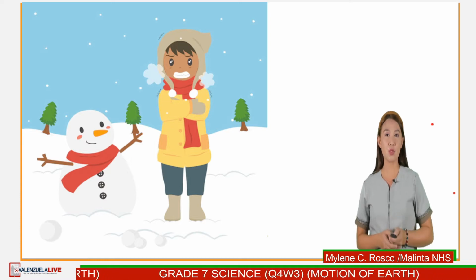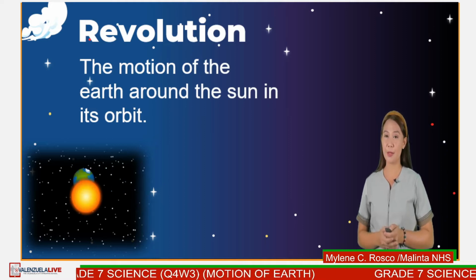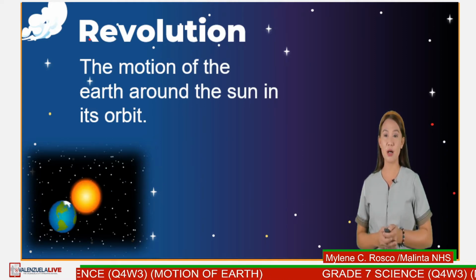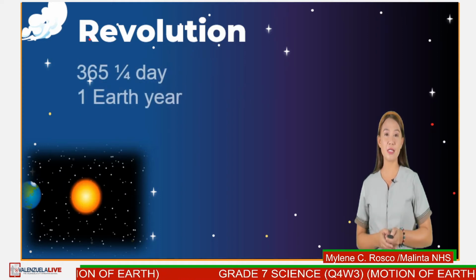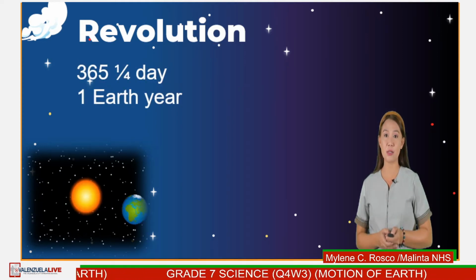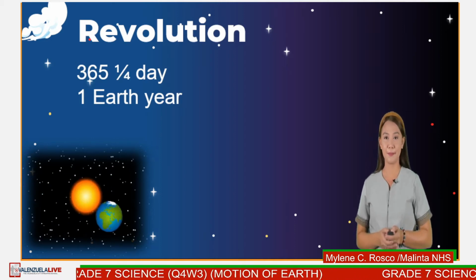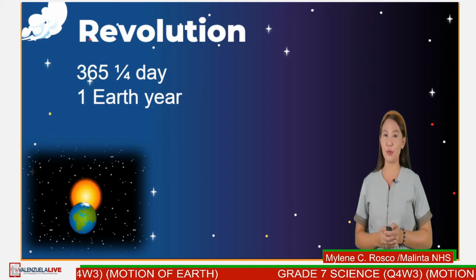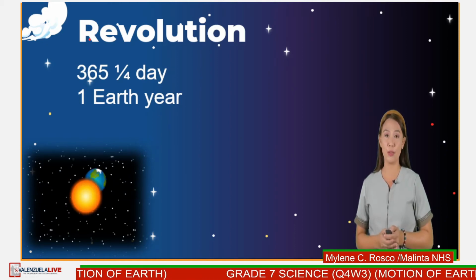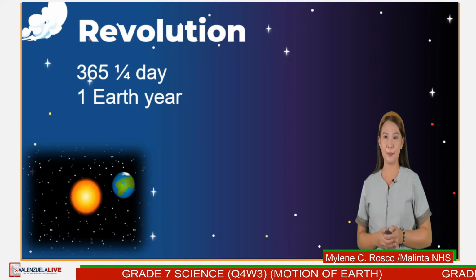The second motion of the Earth is revolution. Revolution is the motion of Earth around the Sun in its orbit. It takes 365 and 1/4 days or 1 year for the Earth to revolve around the Sun. We consider a year as consisting of 365 days only and ignore 6 hours for the sake of convenience.